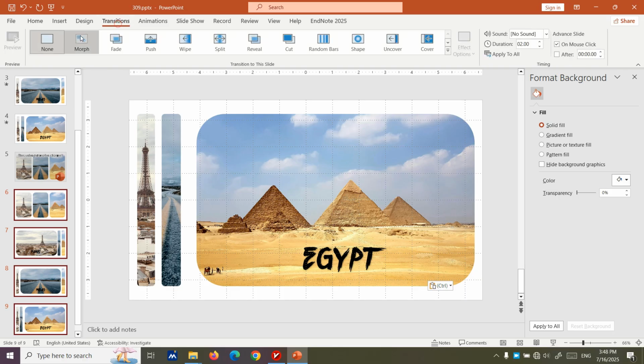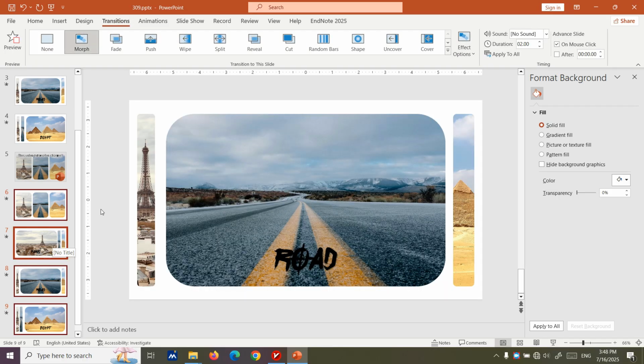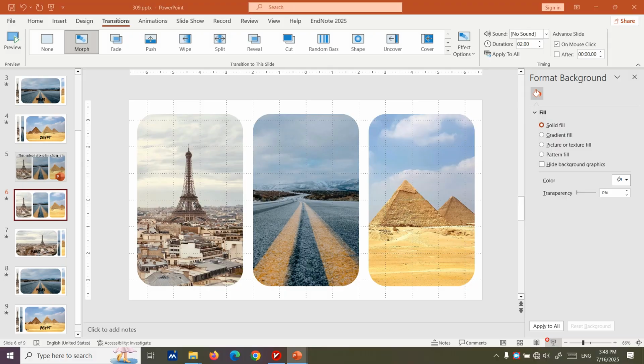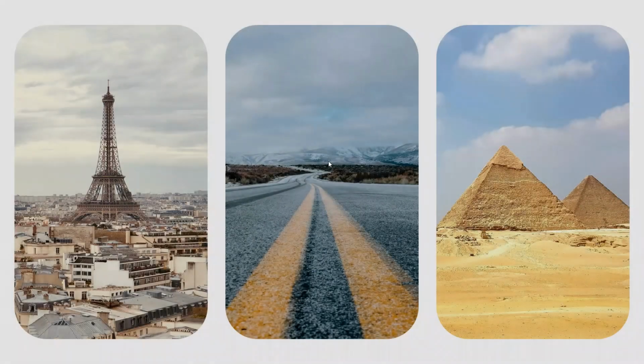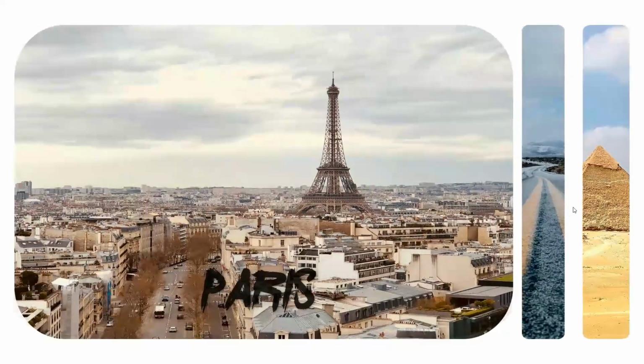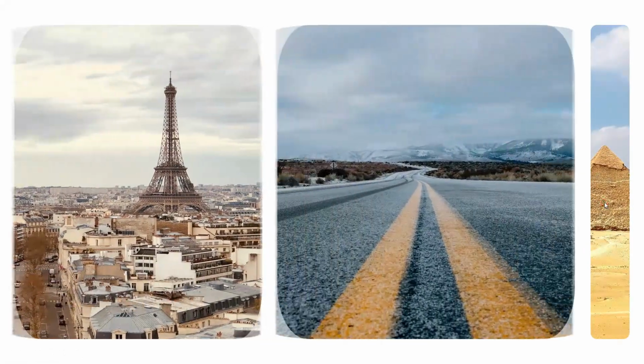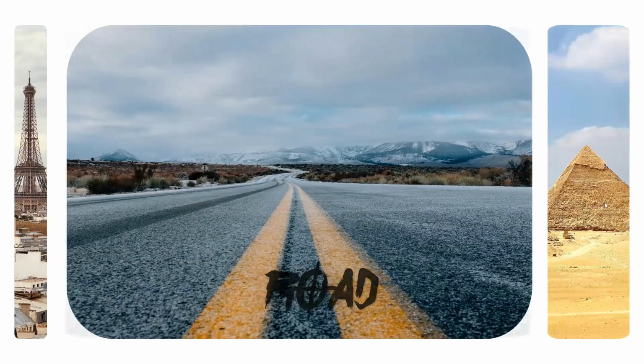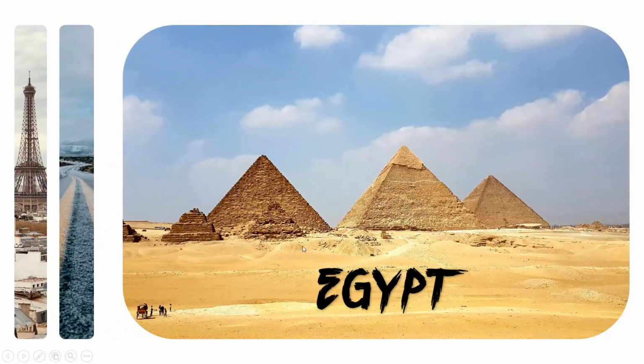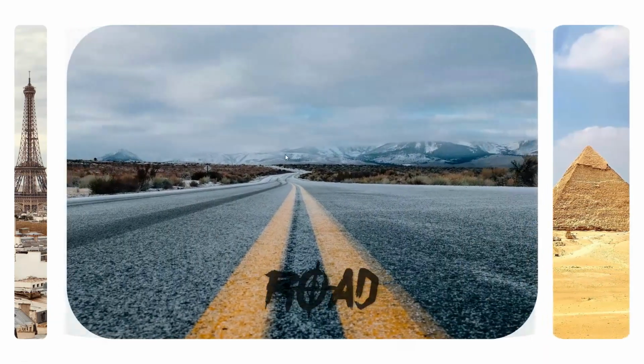Now we select all 4 of them and set the transition to Morph. Now let's have a look. You see it looks and works perfectly. It's the best thing possible.